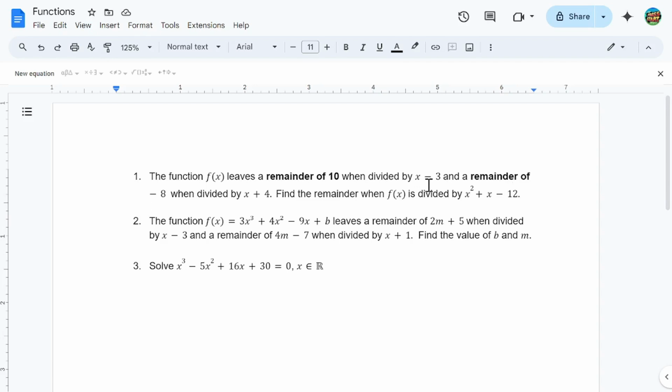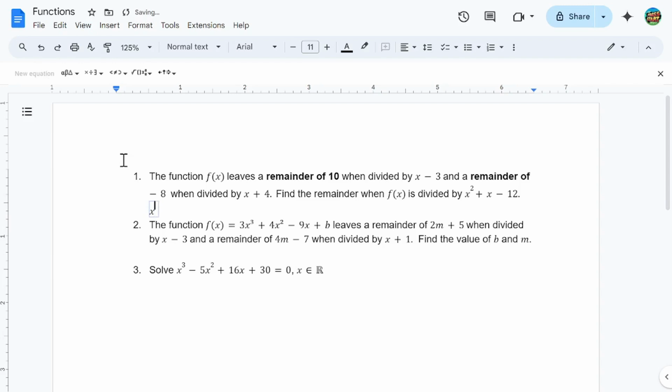So, x squared plus x minus 12 equals x minus 3 times x plus 4. This is the first step for this question, and it will be very important later.